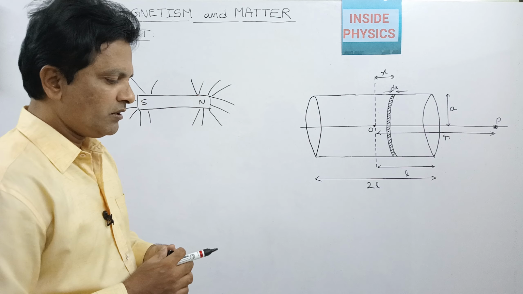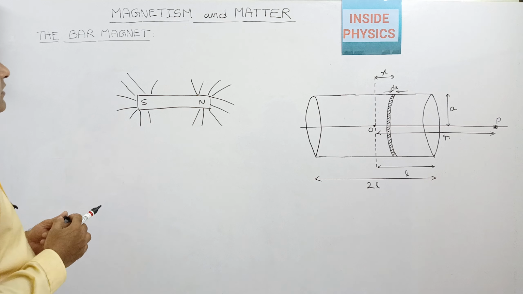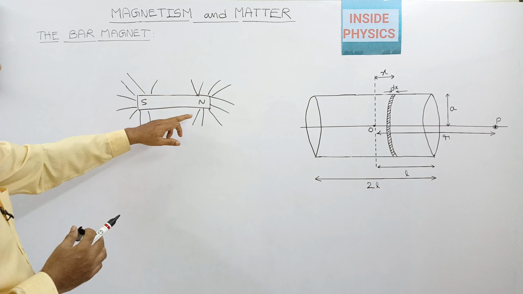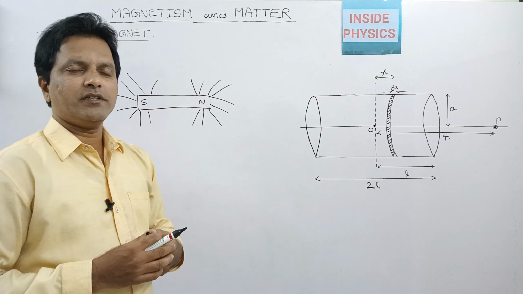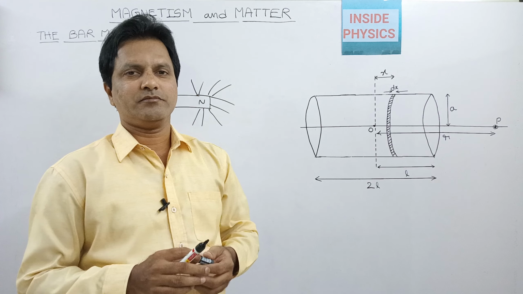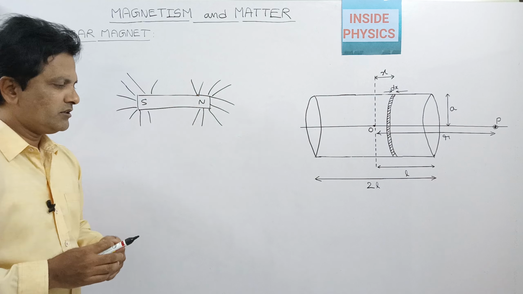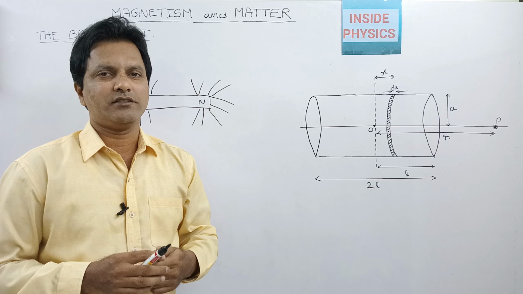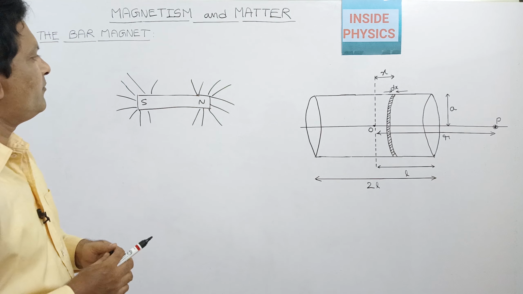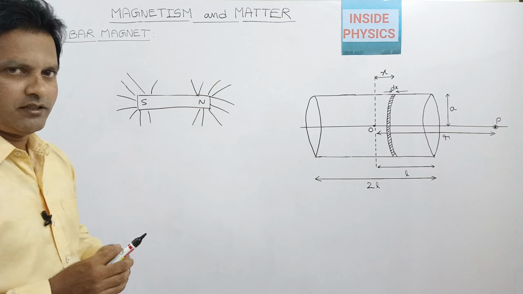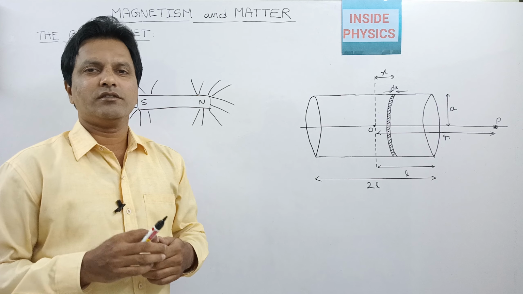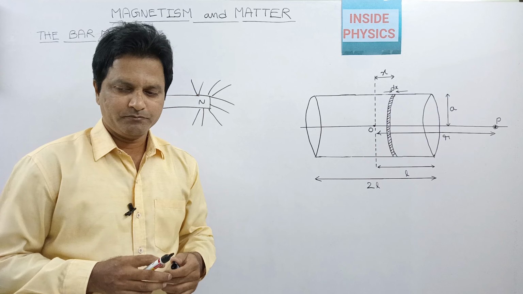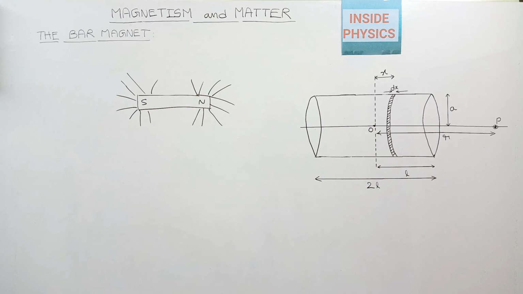So a bar magnet has two poles and a property of magnetism. Magnetism is a property with which a material can attract some materials and elements without touching them. There is no physical contact between the magnet and the elements that are getting attracted.